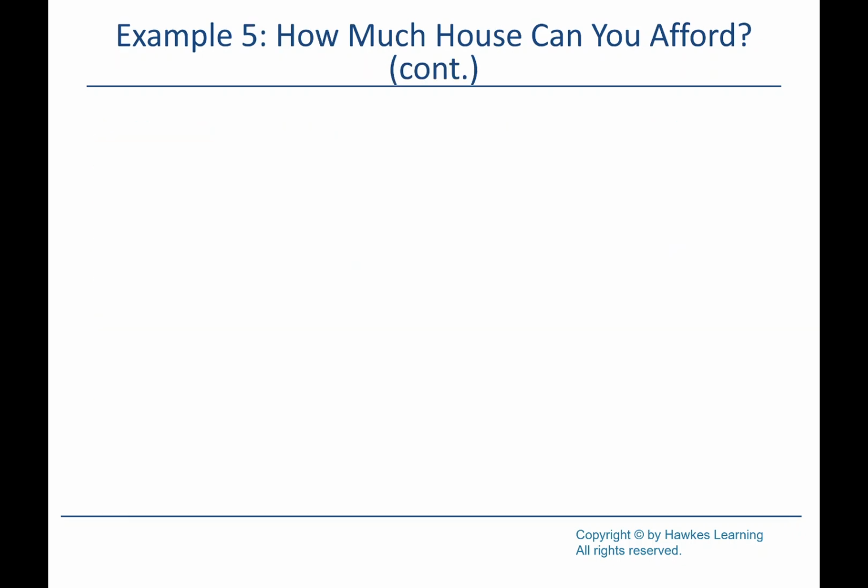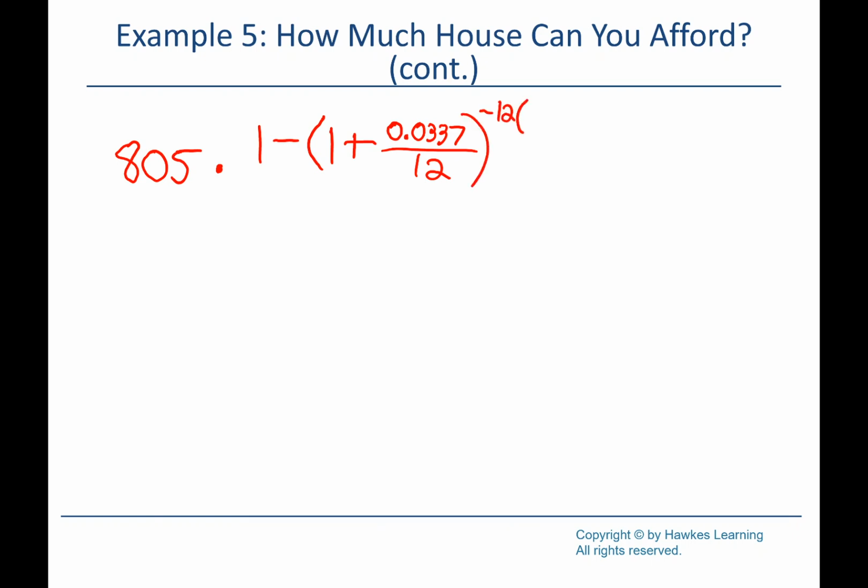Okay, so plugging into our formula, we take our 805 payment. We're going to multiply that by a big ugly fraction. So on the top, we've got 1 minus 1 plus R, 3.37%, so 0.0337 over 12, to the negative 12 times, we're doing 15 years on this one, so 15, over 0.0337 over 12.